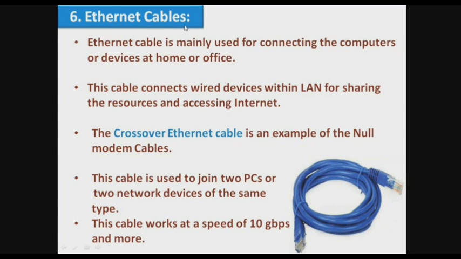And the last type of network cable is the Ethernet cable. Ethernet cable is one of the most common cables which is used nowadays. It is mainly used for connecting computers or other devices at home or office. So this is the Ethernet cable. So this cable is used in LAN, especially local area network, for sharing resources and also accessing the internet. If you want to connect any other devices with the computer in a local area network, then we will prefer Ethernet. Especially Ethernet is used for LAN internet connection.